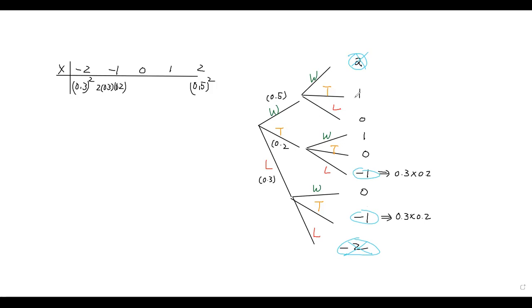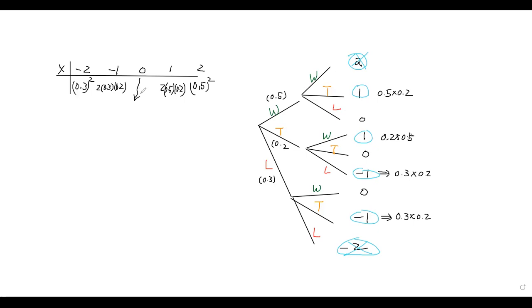All right, then let's take a look at positive one. For positive one, you win tie. So this is 0.5 times 0.2, right? And tie win is 0.2 times 0.5. So what is the probability here? It's 2 times 0.5 times 0.2. Okay, so the last one is zero.